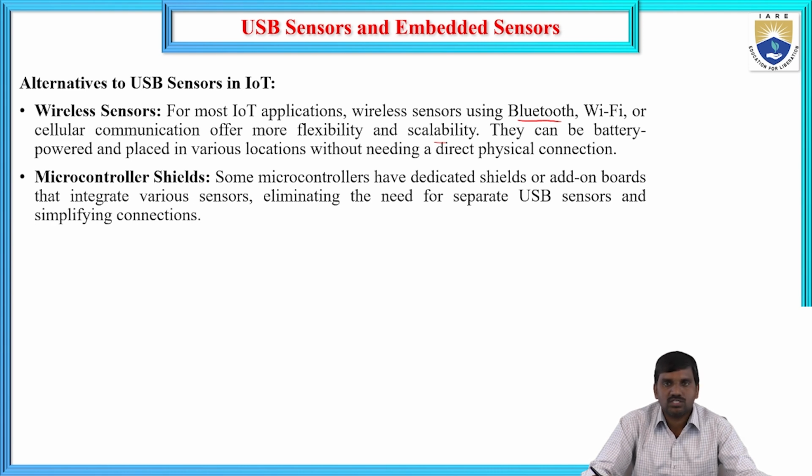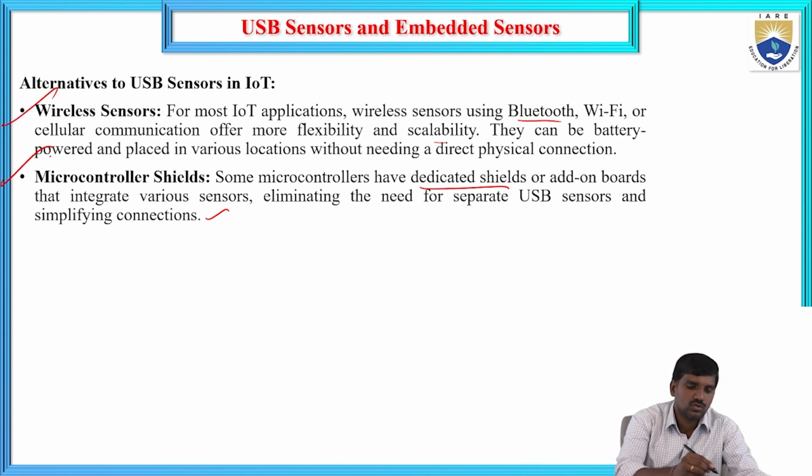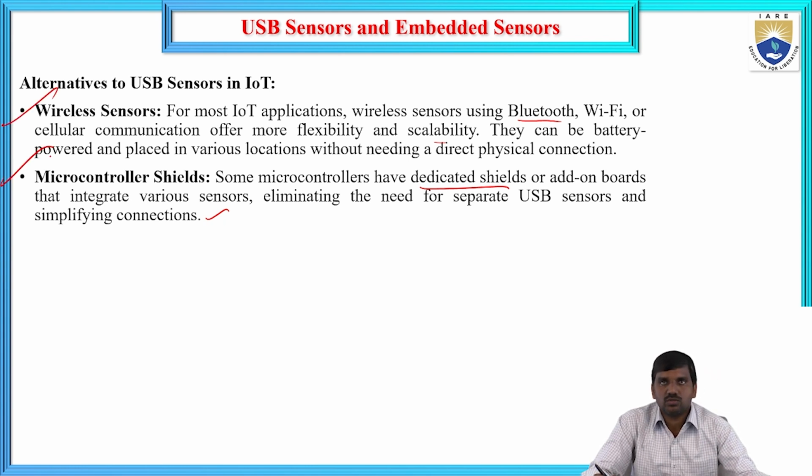And the microcontroller shield is also one of the alternatives to USB sensors in IoT. Some microcontrollers have dedicated shields or add-on boards that integrate various sensors, eliminating the need for separate USB sensors and simplifying the connections. So these are the two alternatives to USB sensors in IoT: wireless sensors and microcontroller shields.